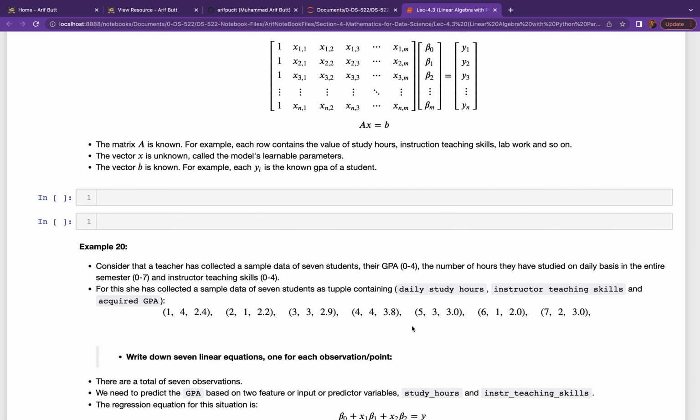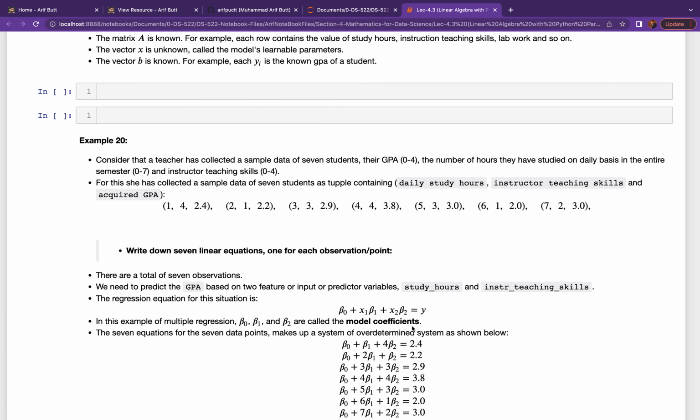Let's do this using sample data. This time we have 7 observations, each observation specifying 3 data values: the daily study hours, the instructor teaching skills, and GPA. So this is the daily study hour, that is 1. This is the teaching skill of the instructor. The study hours range from 0 to 7. The teaching skills range from 0 to 4, while the output, that is GPA, ranges from 0 to 4.